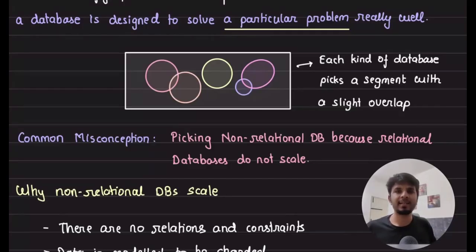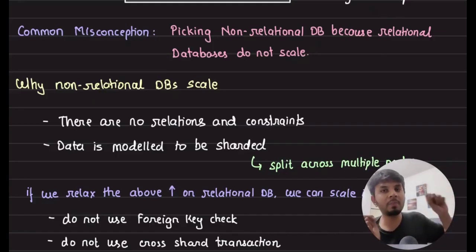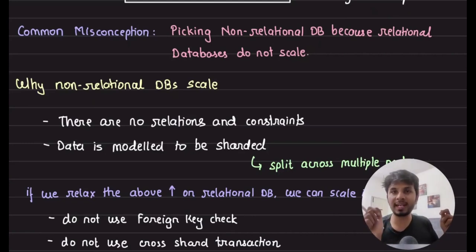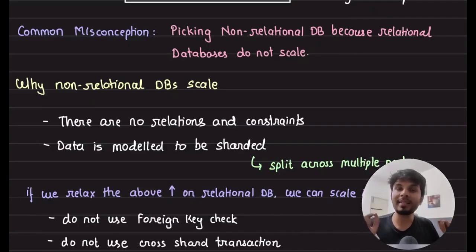So let's understand why non-relational databases scale when people say they scale. Non-relational databases are able to scale because they do not have relations or constraints. For example, in a relational database, you can have a foreign key relationship where you have a parent and a child. You cannot create a child without that parent existing, right? So for example, if you're creating a post with a user ID, you cannot add a user ID that does not exist. Your database would not let you create that row. That is the thing that we are playing with.